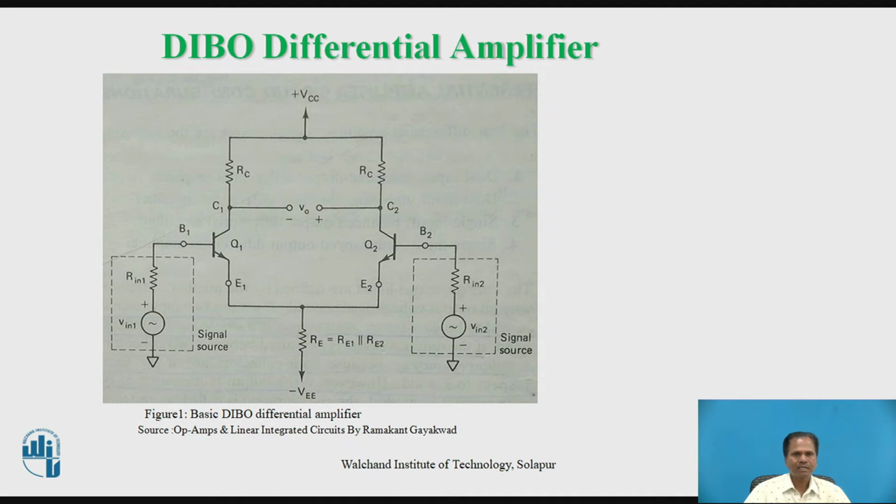Emitter resistor RE is connected to the common point of the emitters of the two transistors Q1 and Q2. That is used to bias the emitter base junctions of transistors Q1 and Q2. Each half section of this differential amplifier must match with the other half.